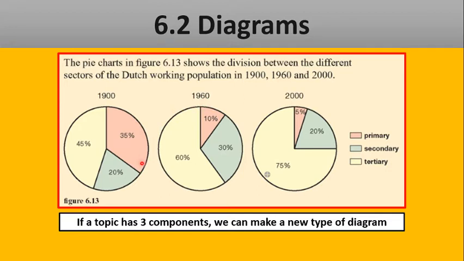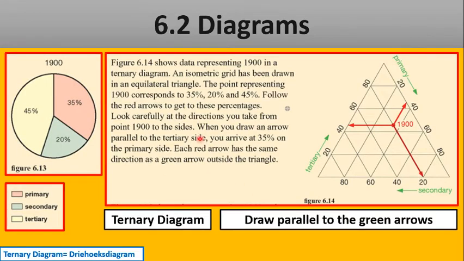So remember, this can only be done if you have three components. And this kind of diagram is called a so-called ternary diagram, or een driehoeksdiagram in het Nederlands. Misschien logischer aangezien het eruit ziet als een driehoek, zoals je hier rechts kan zien.